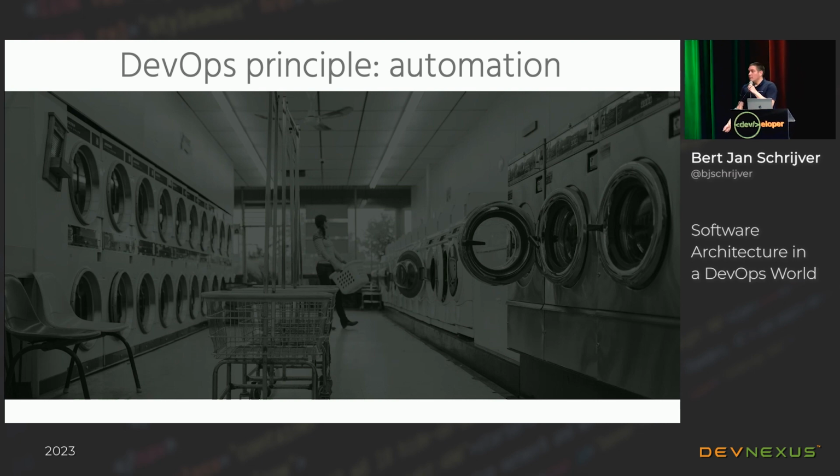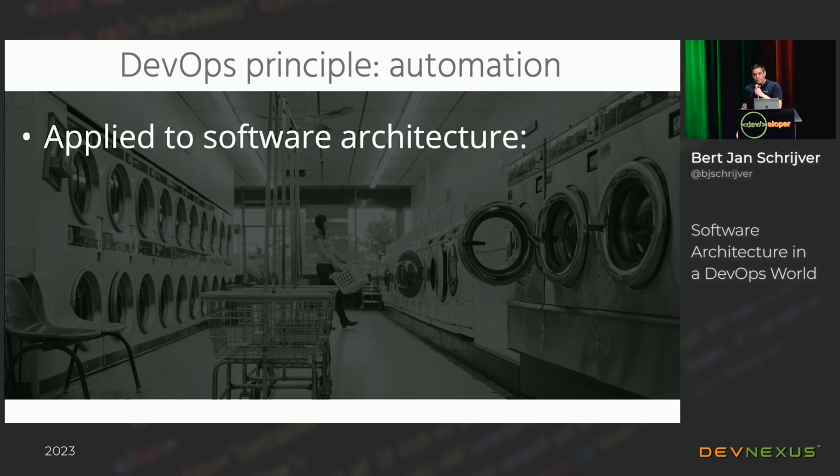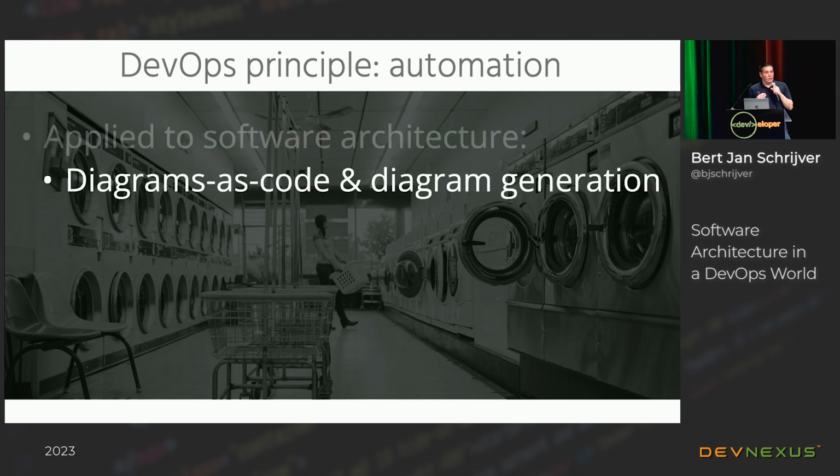Obviously, a big pillar of DevOps is automation. So if we apply this to software architecture, there are things we can do. We can use tools to write diagrams as code by using stuff like PlantUML or Structurizr. We can generate diagrams from our source code.